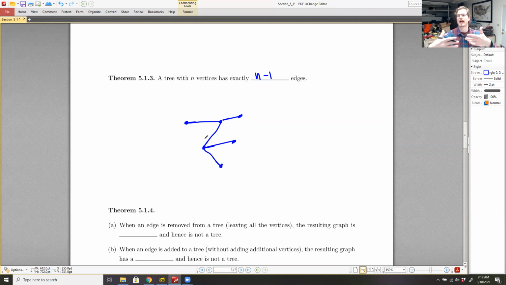Add a 4th, add an edge, add a 5th, add an edge, add a 6th, add an edge. So every time I add a vertex, I'm adding an edge. So it still holds true, okay? Because it's always 1 less.